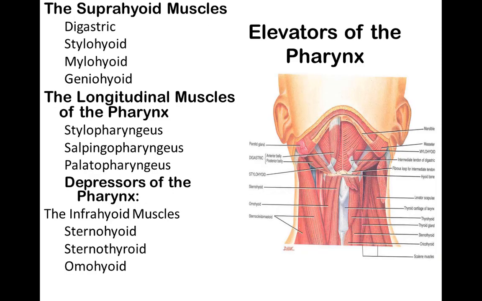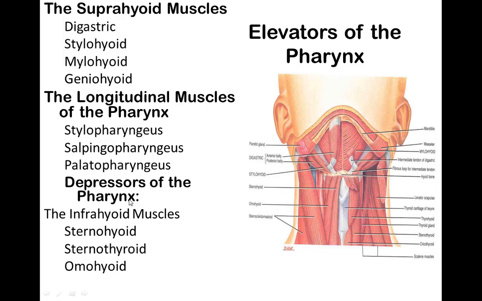Regarding the extrinsic muscles, we have the suprahyoid muscles, which are four muscles: the digastric muscle, the stylohyoid muscle, the mylohyoid muscle, and the geniohyoid muscle behind here. These elevate the larynx. We have also stylopharyngeus, salpingopharyngeus, and palatopharyngeus. All of these elevate the larynx.